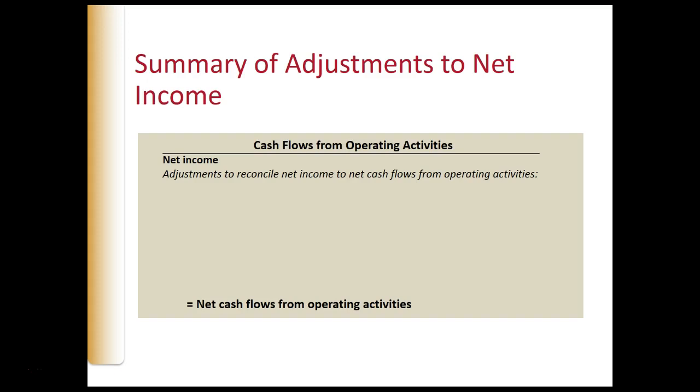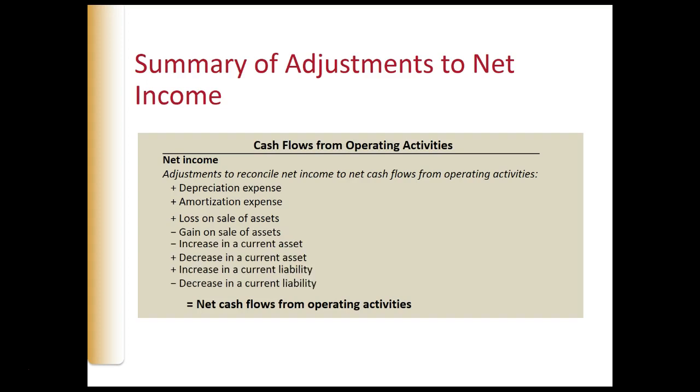Now, this slide provides a summary of the adjustments we make to convert net income to cash flows from operating activities. The first two items represent non-cash expenses. The second two items are non-operating items, and the final four are changes in current assets and current liabilities. This is a really important slide for you to keep a copy of.